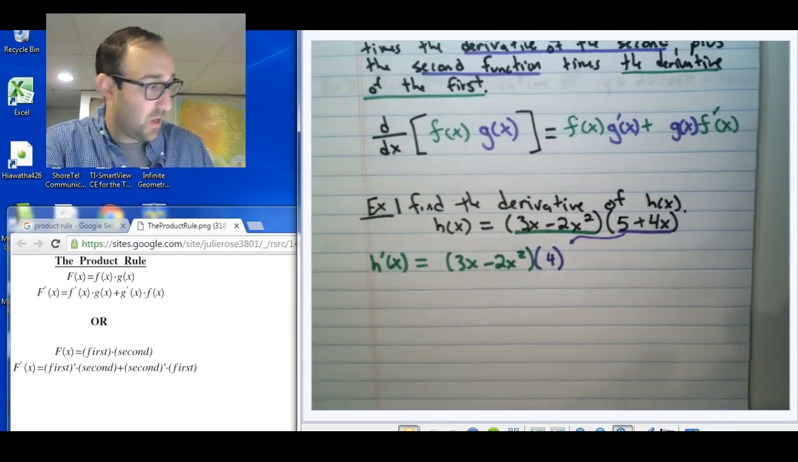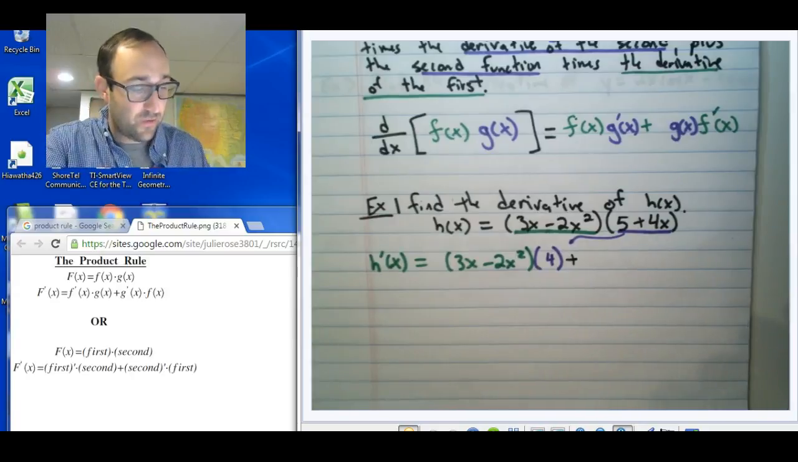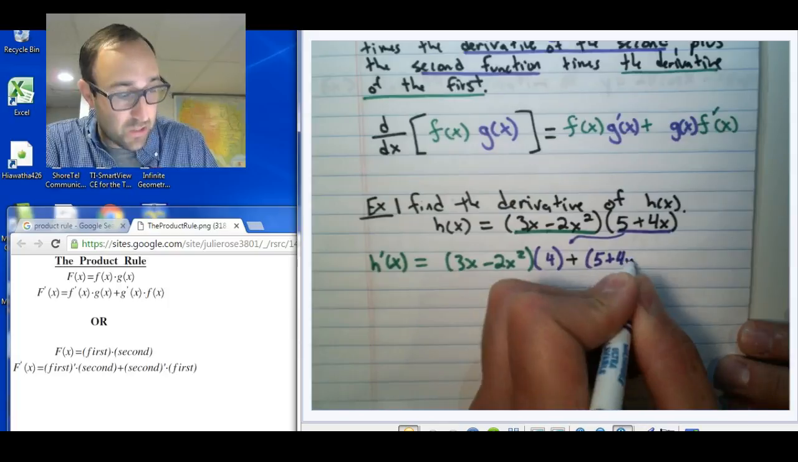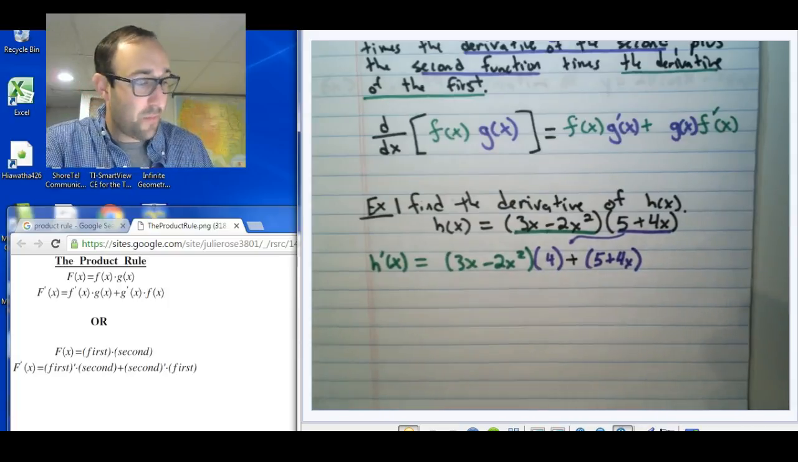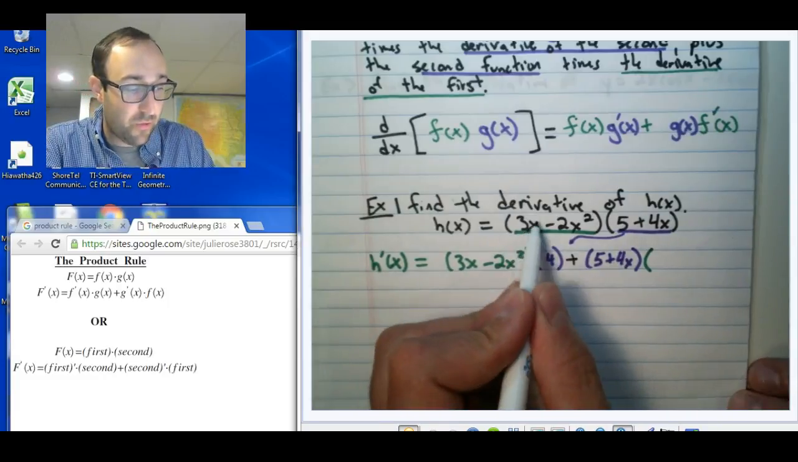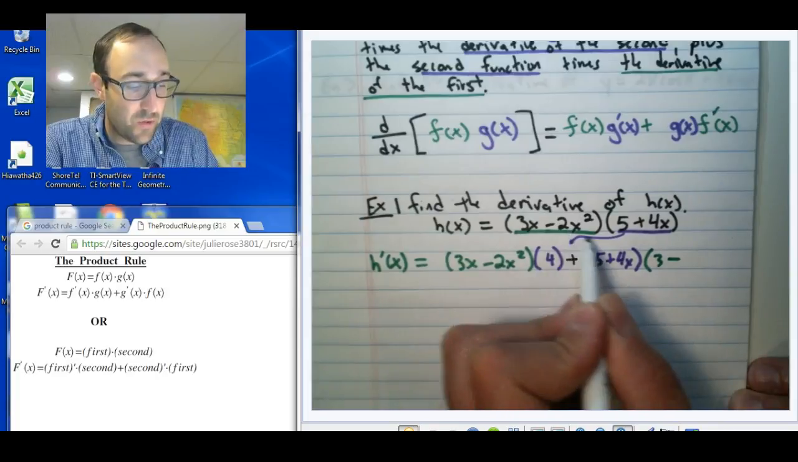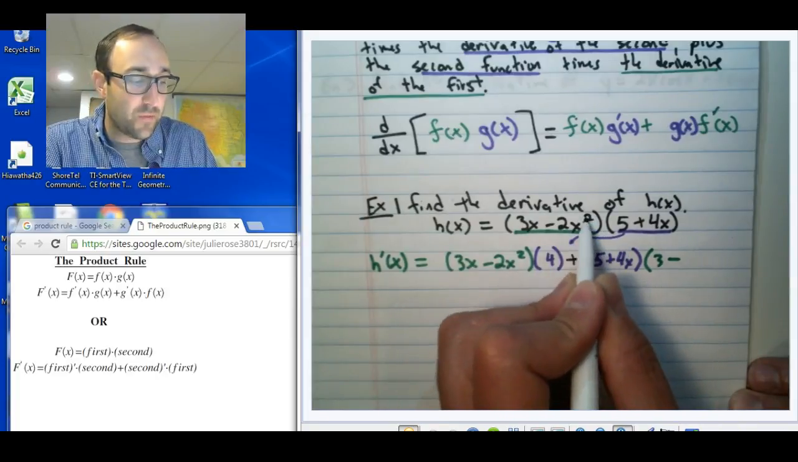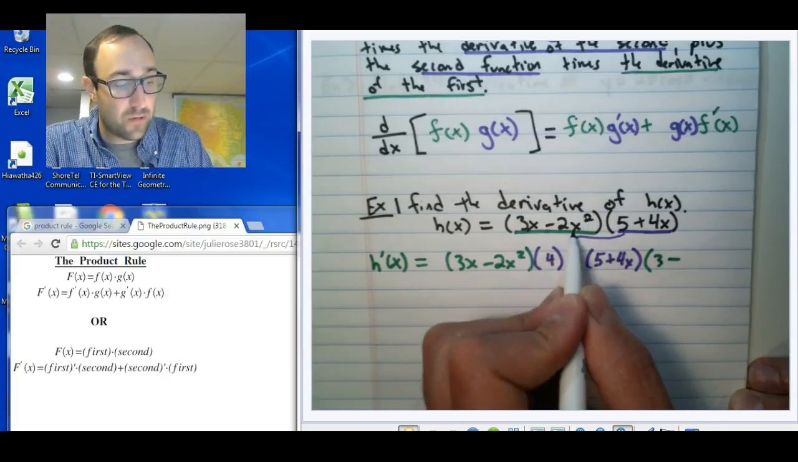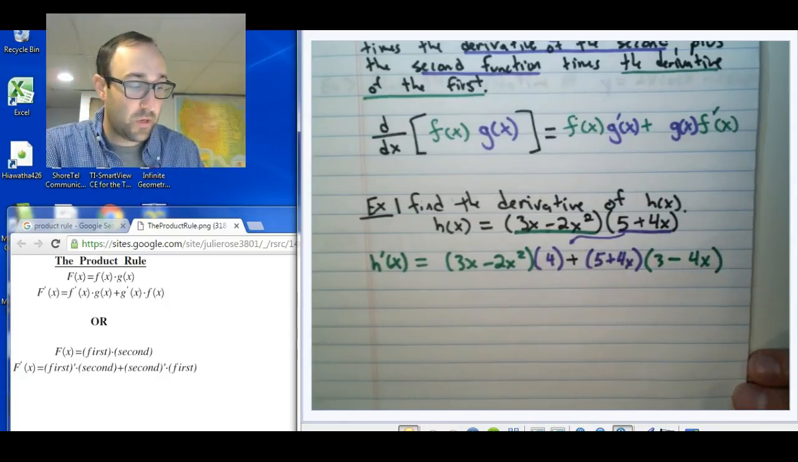That's it. Okay, and then we're going to add the second function first, which is going to be the whole thing, 5 plus 4x. And then I have to multiply that by the derivative of the first function. Derivative of the first function is going to be 3, and then it's going to be minus, and then that 2 goes in front, and this 2 comes down, so it's going to be negative 2 times 2, which is negative 4x to the first. So we can say minus 4x to the first.